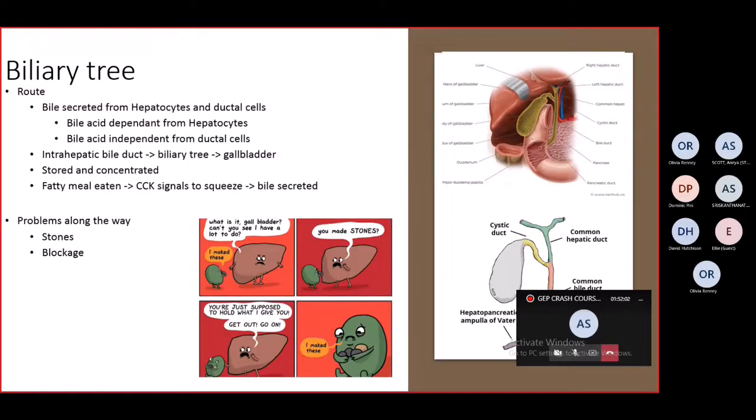Moving on to the biliary tree. I love the biliary tree. I don't know why, but I just do. It's quite fun. I like drawing it. You'll be asked to draw it when you go on placement in T year and P year, especially by surgeons.